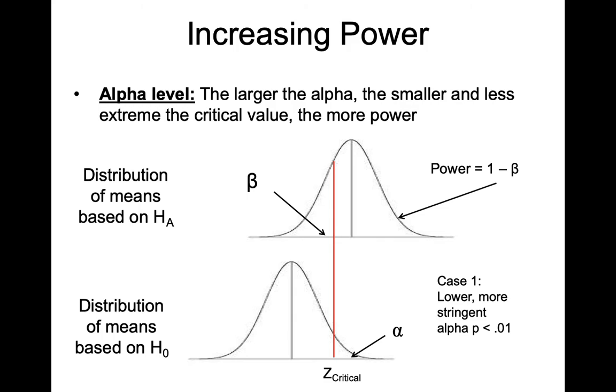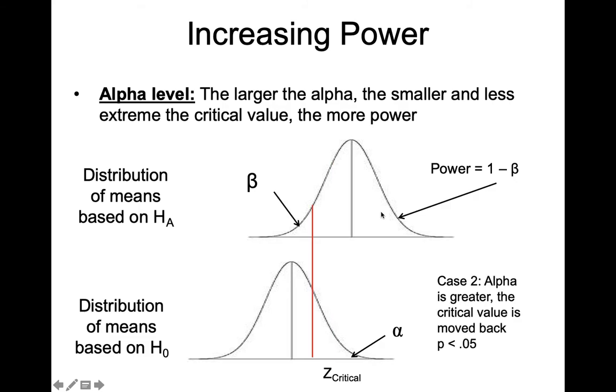So let's take a two-tailed test. Our critical values associated with a two-tailed test at 0.05 are plus and minus 1.96. If we lower our alpha level to 0.01 and do a two-tailed test, our critical values increase to plus and minus 2.58. So we've made it more difficult for ourselves to find statistical significance because we've moved this critical value further out on the distribution. So there are fewer means that we could sample that are going to meet that threshold.